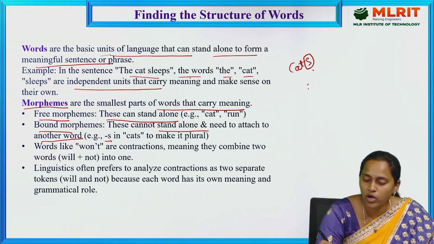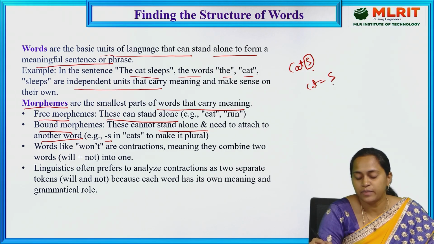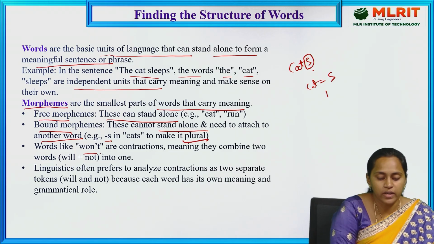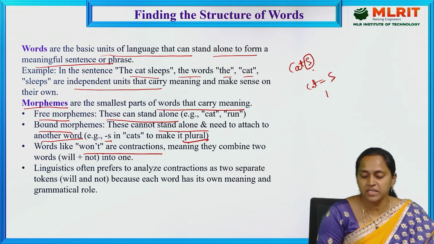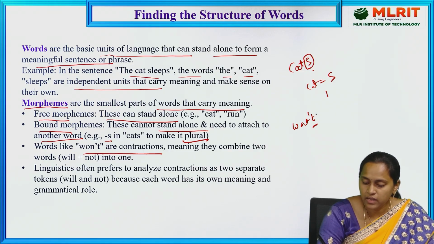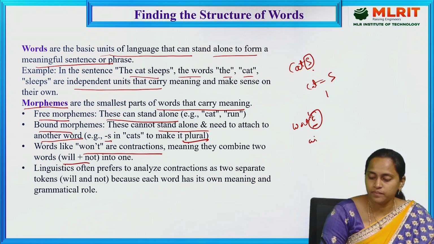Here there is a bond between the cat and s, right? After that means multiple, that means plural. Next, words like won't are contractions. That means whenever we write won't, we are adding the t. That means another bond. That means won't is will not.